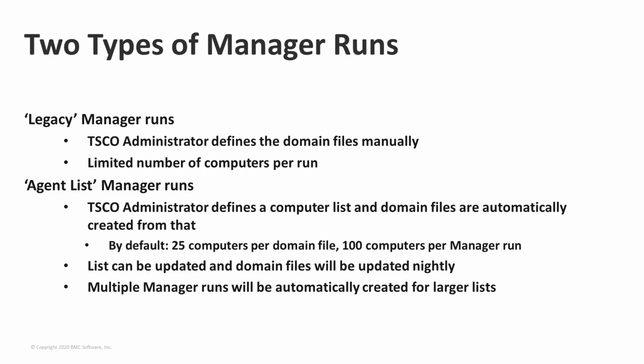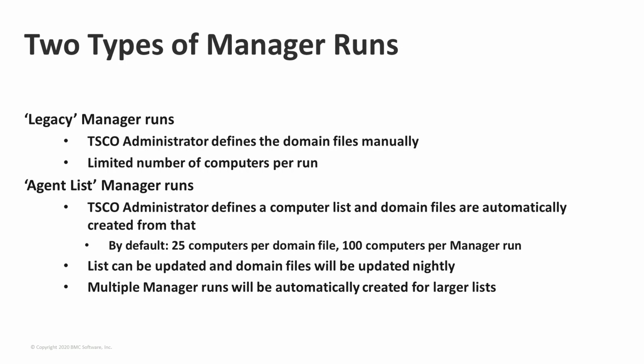In this configuration, the TSCO administrator defines a text file with a list of computers for data collection, and the TSCO gateway server will automatically distribute those computers across the appropriate number of domain files and the appropriate number of manager runs as necessary. For example, using the default run configuration, a computer list that is defined with 500 computers will be split across 20 different domain files, 25 computers per domain file, and those domain files will be split across 5 different manager runs. As the text file computer list is updated over time, computers being added, computers being removed from the list, the manager runs will be updated automatically on a nightly basis, keeping the collection and processing of computers in sync with the current computer list.